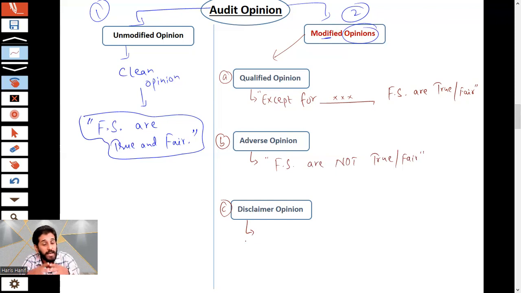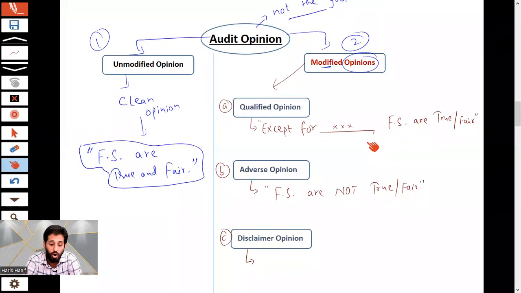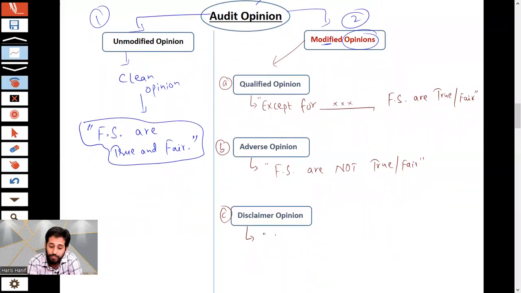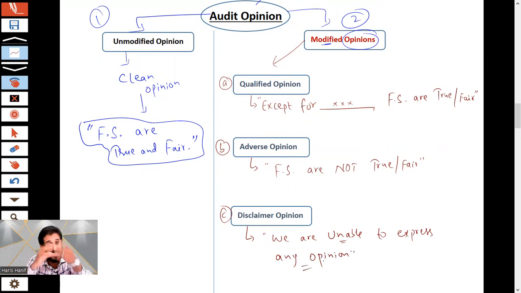And you have to tell in the audit report that the client entity has not provided us sufficient and appropriate evidence. So it is when the auditor has a lack of evidence, which is not sufficient, which is not appropriate. So the auditor can freely express that we are unable to express any opinion. We are not expressing any opinion. Is the financial statement true and fair? No opinion. Not true and fair? No opinion. No opinion at all. That is auditors not expressing any opinion.